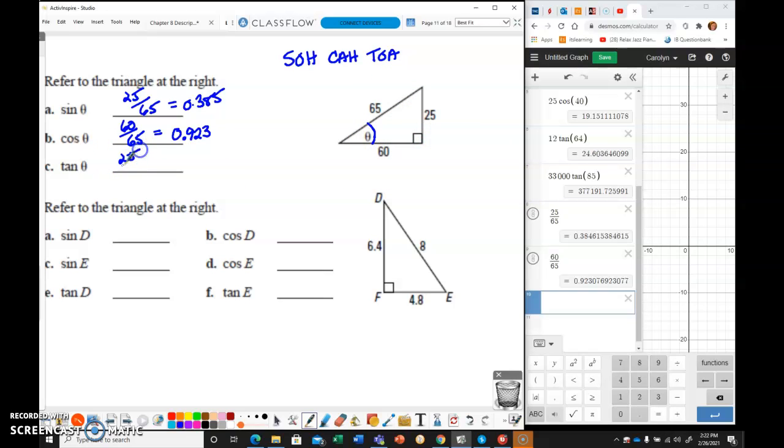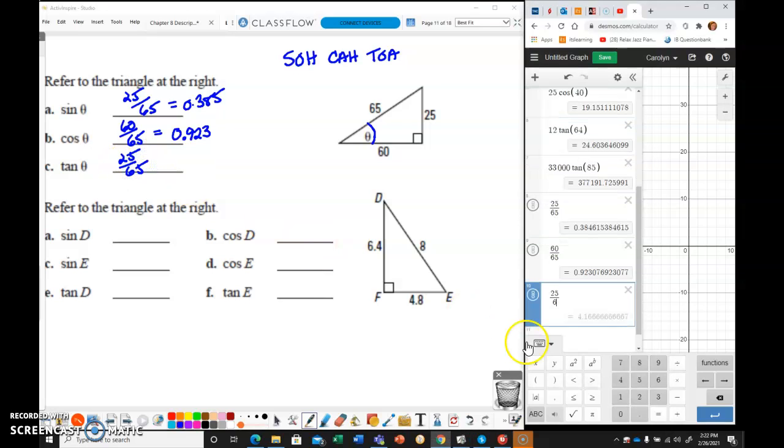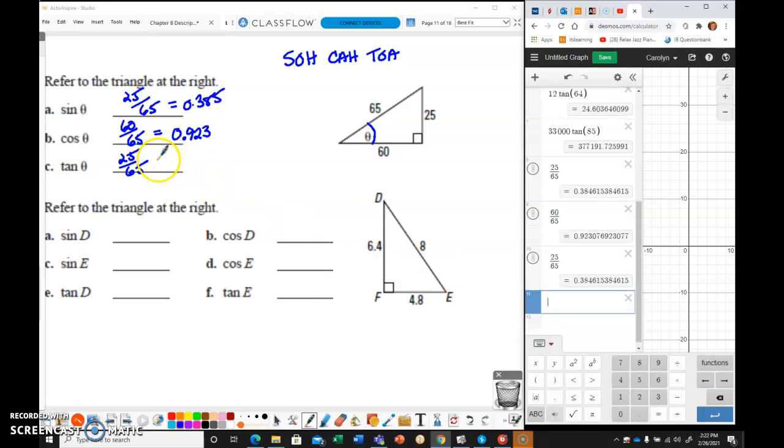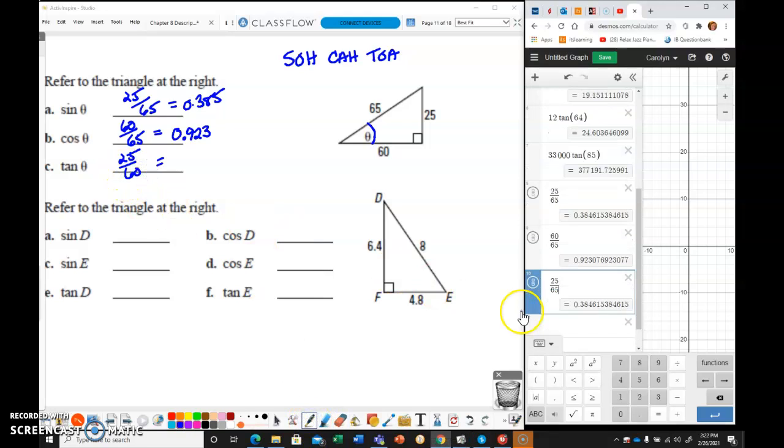And then for the tangent, I'm going to do the opposite side over the adjacent, which is 25 over 65. If you're having difficulty identifying which side is opposite, which side is adjacent, if we're talking about a triangle like the one that's here, oh wow, I did something wrong, didn't I? Yes, I did. It's 25 over 60, and I accidentally put 65 in there. That is not what I intended. That should be a 60 right there. I'm going to go back up here and fix that and make that be a 60.